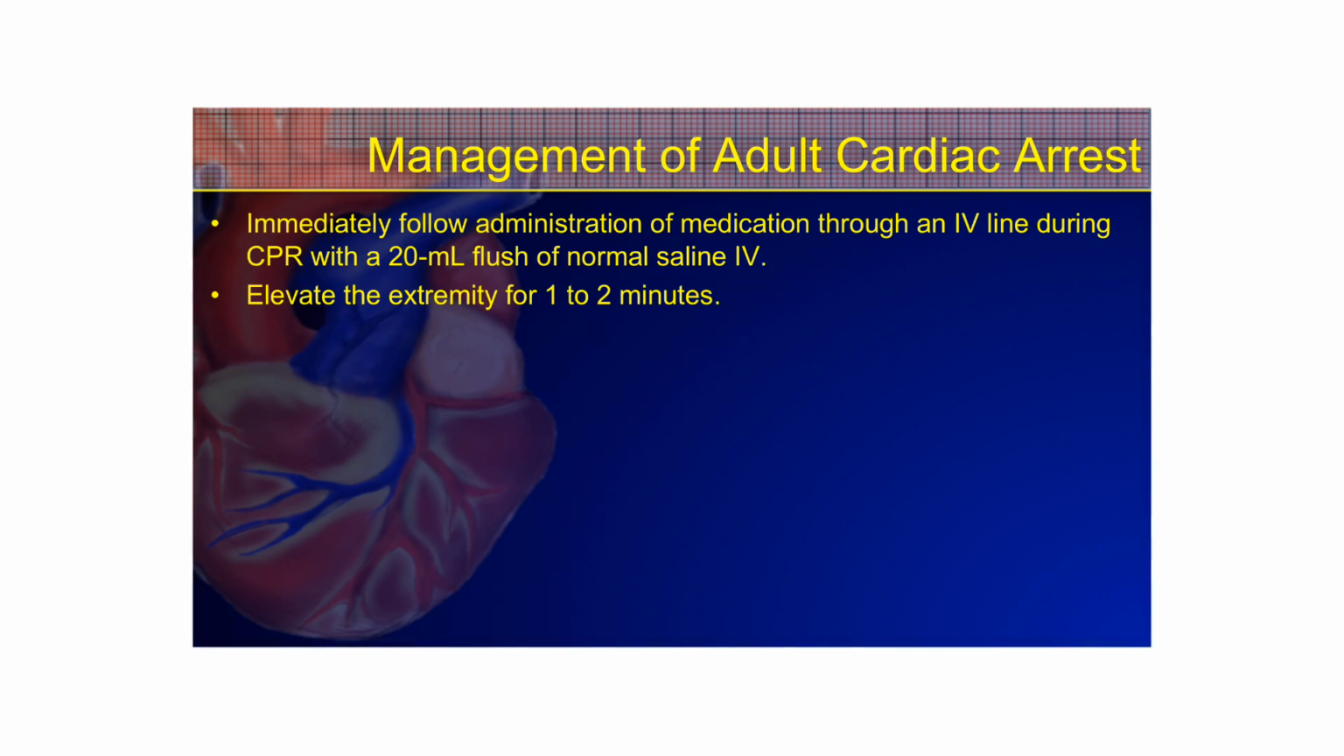Whenever you give medication through a peripheral IV during CPR, follow it immediately with a 20 milliliter flush of normal saline IV, and then elevate the extremity for 1 to 2 minutes to facilitate delivery of the medication to the central circulation. You want maximum distribution throughout the body of the medication. Now, you may not see this done a lot in the field, and part of the reason is you have a bag running wide open, and that's kind of your flush. You could lift the arm to let gravity get the medication moving, and keep in mind that is the expectation.